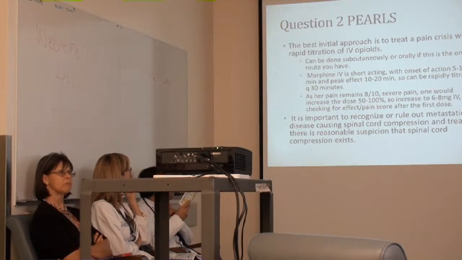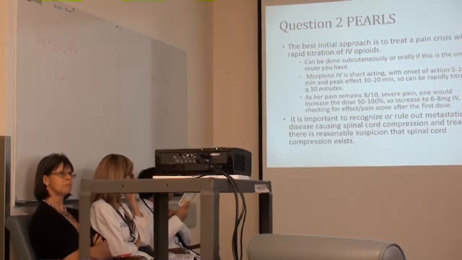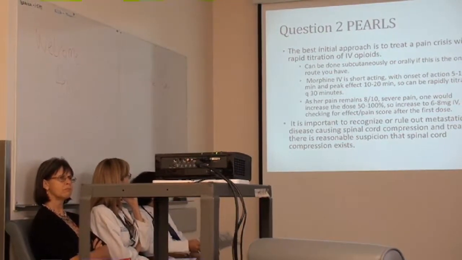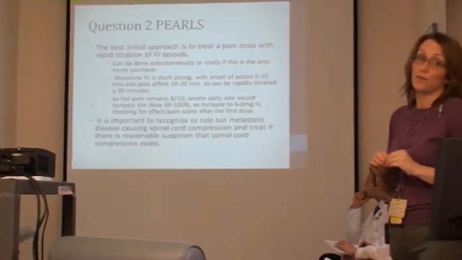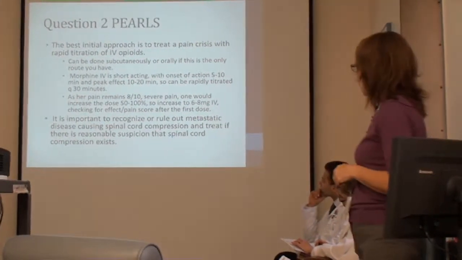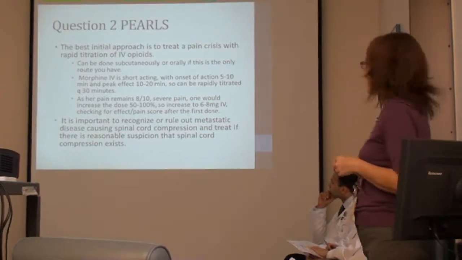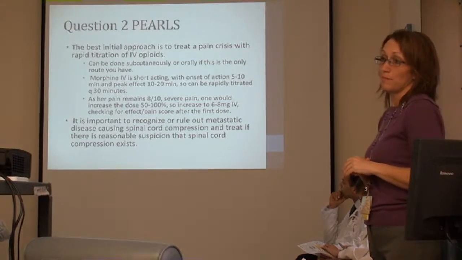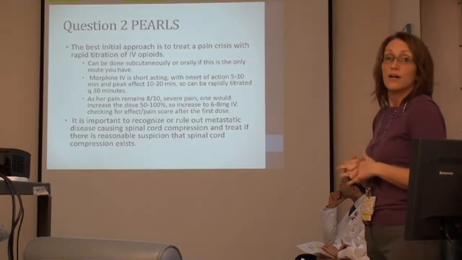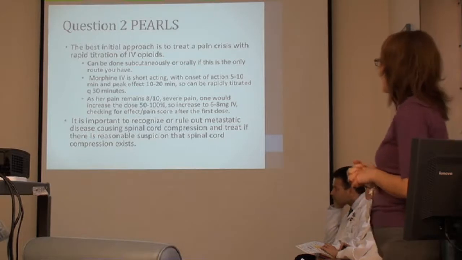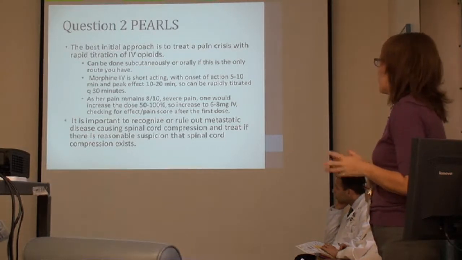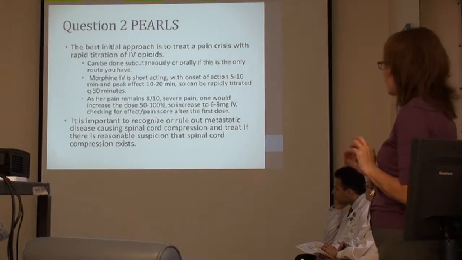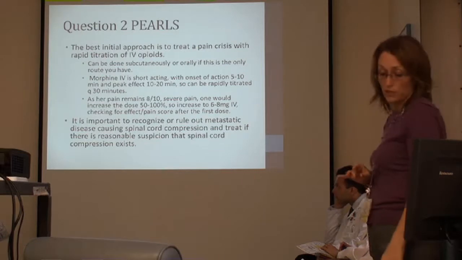As her pain remains 8 out of 10, which is considered severe pain, one would increase the dose by 50 to 100%. So you would increase her IV morphine dose to 6 to 8 milligrams IV, and then check how she responds to that dose after her first dose, and go from there. Okay? It's also important to recognize or rule out metastatic disease causing spinal cord compression, and treat if there is a reasonable suspicion that spinal cord compression exists.